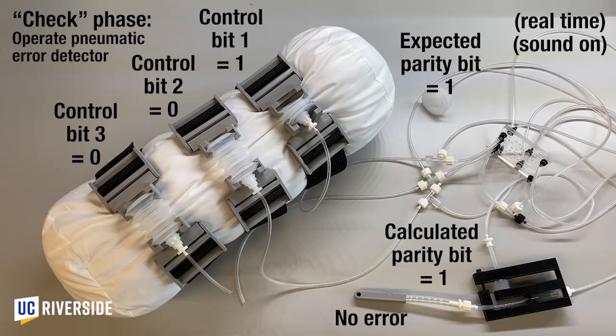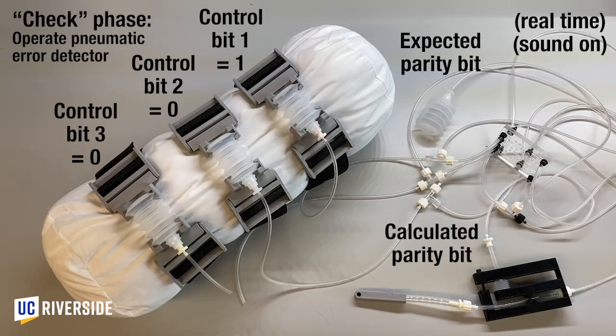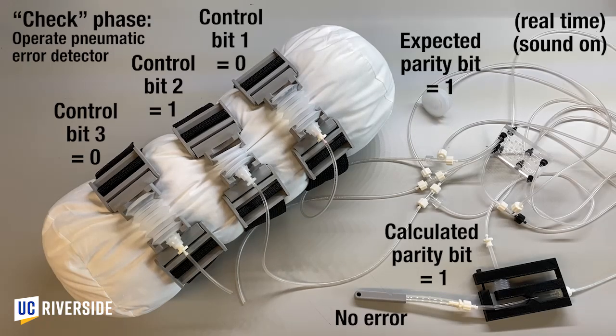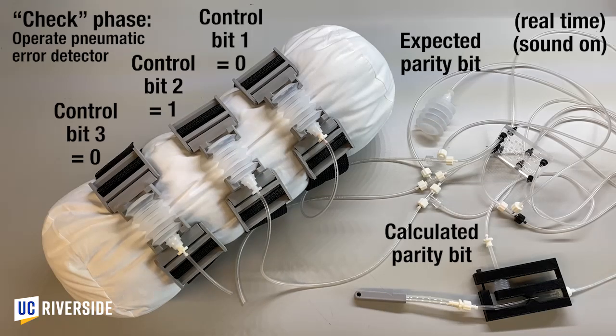When the controller tries to apply vacuum to control bit 3 in the next step of the check phase, the vacuum is vented through the cut tubing. This causes the pneumatic error detector to calculate a parity bit of 0, which disagrees with the expected parity bit of 1. The resulting error signal from the error detector causes the whistle to be blown.